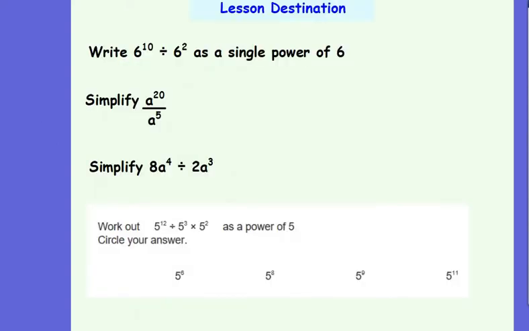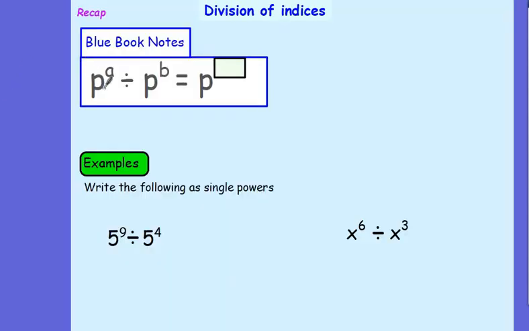Okay, Year 9, here's our lesson destination for today. We're going to be looking at divisions of powers again. So cast your minds back to before consolidation week. And this is what we had.